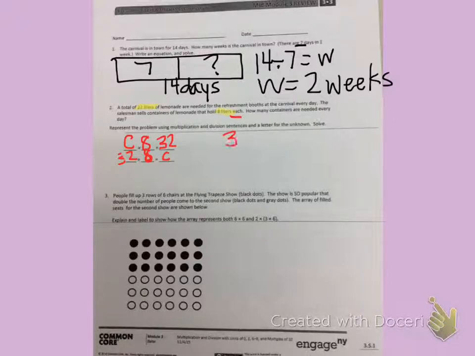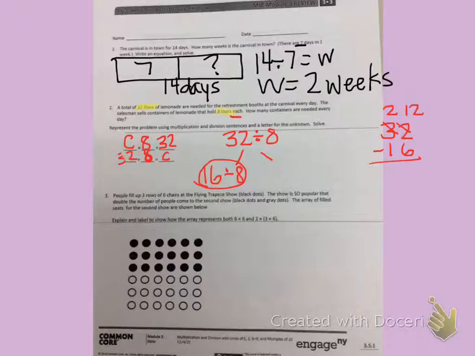So I'm going to do a number bond to help me divide by 8s. And I'm going to break that 32 apart. I'm going to break it apart into a 16 divided by 8. And then I can figure out how much I have left over. 32 minus 16. I need to do some regrouping. 12 minus 6 is 6. 2 minus 1 is 1. Oh, I have 16 left over.